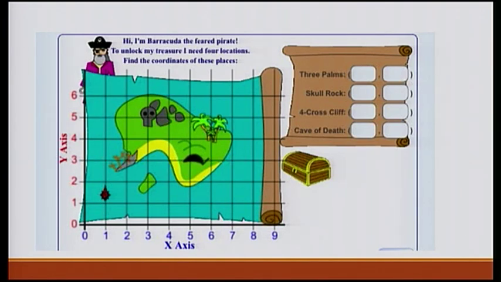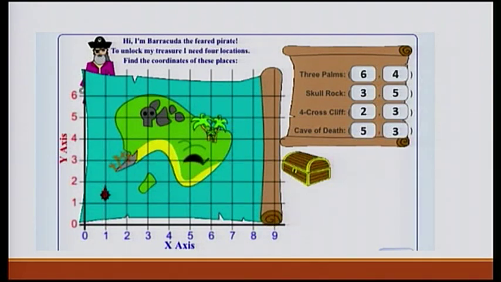We are going to locate 3 palms. The x-coordinate is 6. The y-coordinate is 4. Next, we are going to locate Skull Rock. The x-coordinate is 3. The y-coordinate is 5. Where is Four Cross Cliff? The x-coordinate is 2. The y-coordinate is 3. Last, where is Cave of Death? The x-coordinate is 5. The y-coordinate is 3.